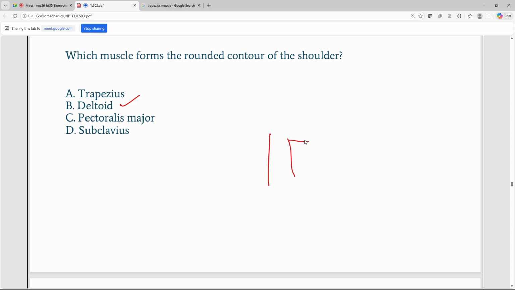This is the particular deltoid muscle. So this is the shoulder portion. This rounded contour at the proximal end of the shoulder is due to the deltoid muscle.